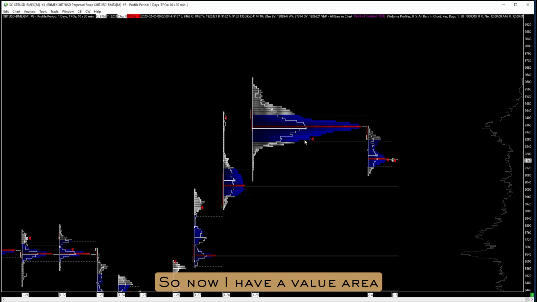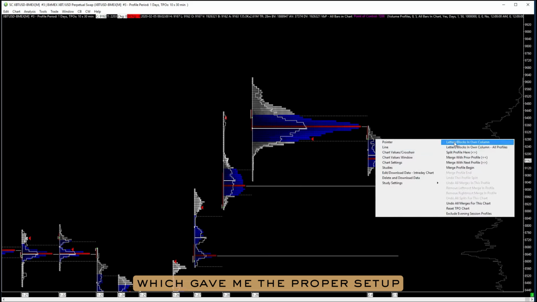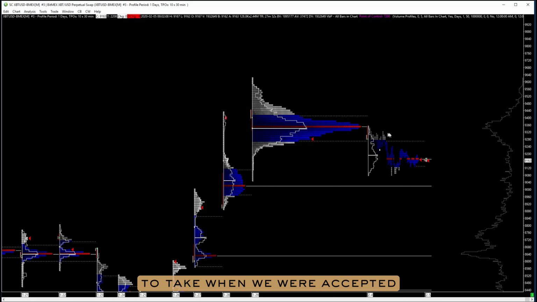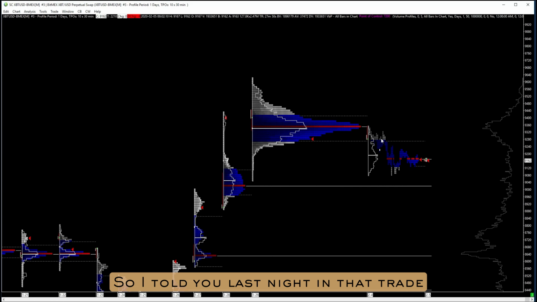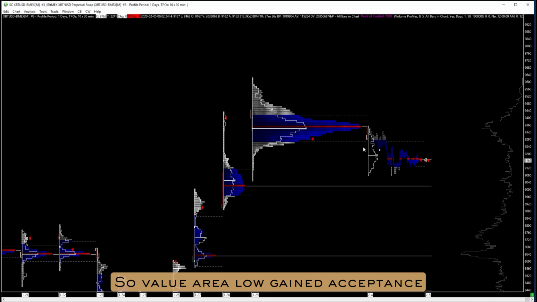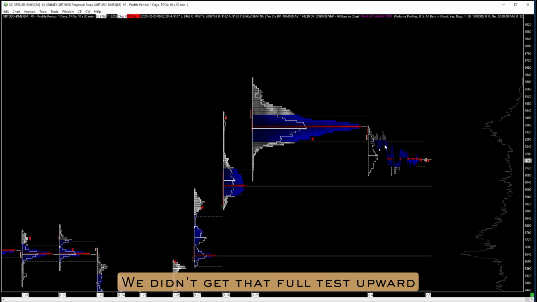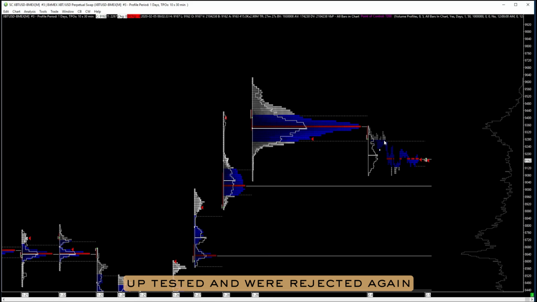So now I have a value area low and a value area high of this balanced structure, which gave me the proper setup to take when we were accepted outside of this value area. I told you last night, in that setup that I talked about in which I took a short trade, that I was taking it a little bit prematurely because it looked like we were gaining acceptance below what was a previously defended area. So value area low, gained acceptance. You could see that when we gained acceptance, we came back up to test. We didn't get that full test upward, but initially we came back up, tested, and were rejected again.